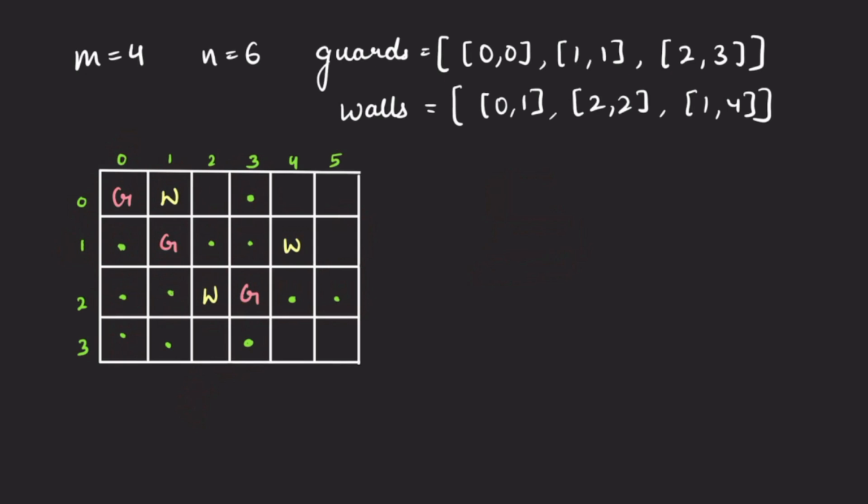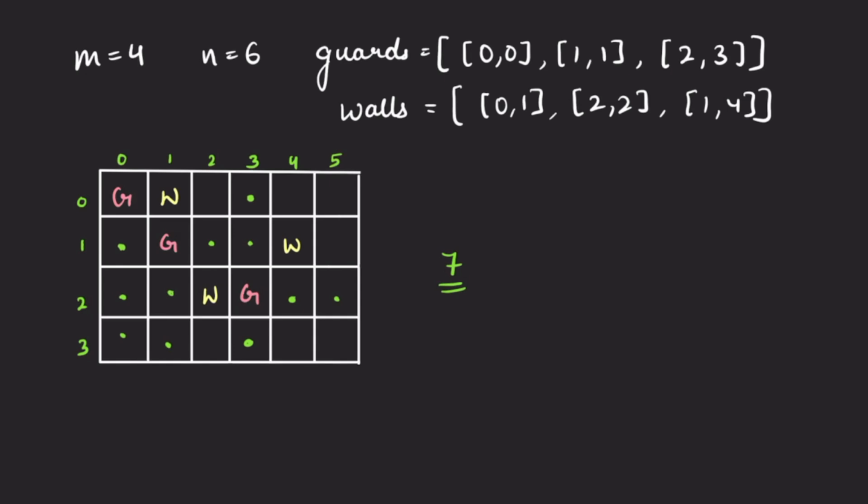Now you can see how many cells are not guarded by any of the guards: 1, 2, 3, 4, 5, 6, 7. So that means in this case, our answer is going to be 7. So simply, what I said is that we will take one guard and go in all the four directions and keep on marking the cells as guarded unless a wall comes in between or another guard comes in between, or we reach the boundary of the grid.